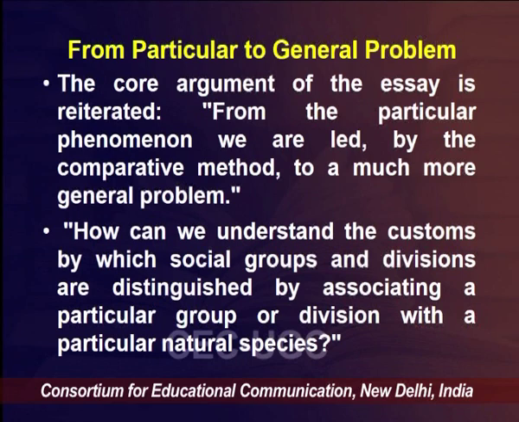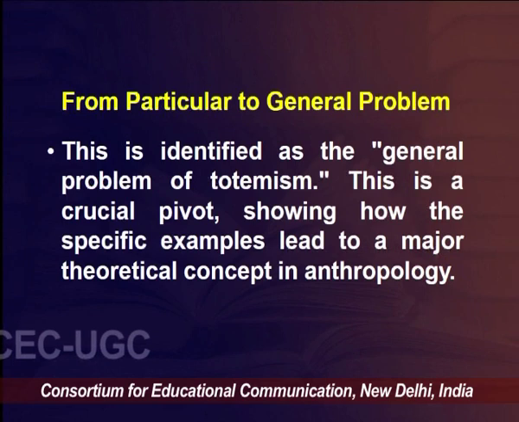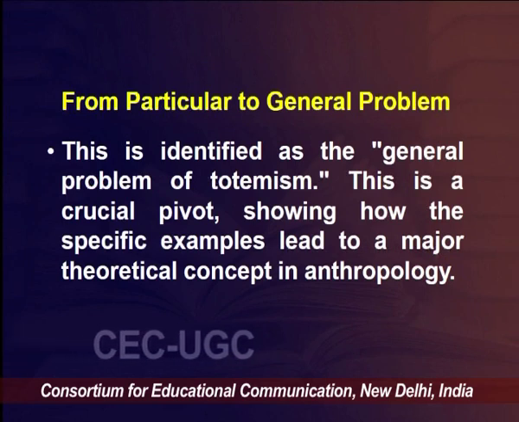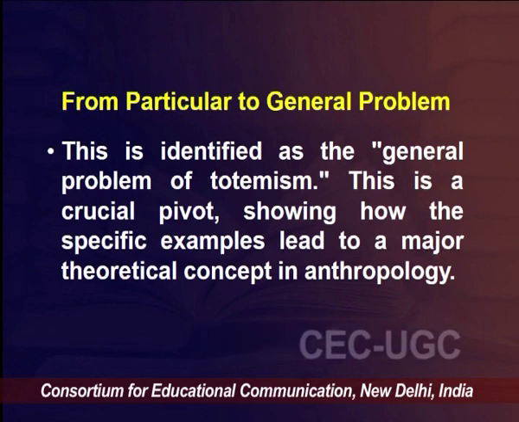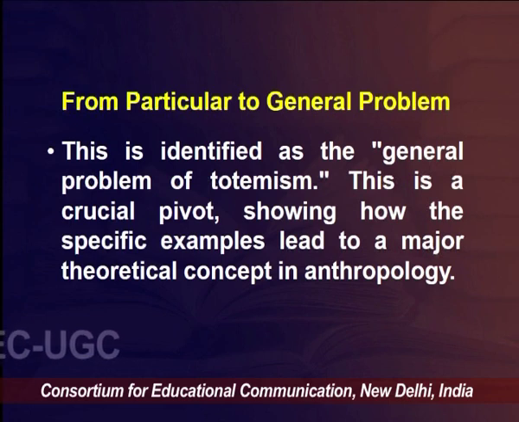Now, how can we understand the custom by which social groups or divisions are distinguished, by associating a particular group or division with a particular natural species? So, from the particular to the general is a problem which is identified as the general problem of totemism. This is a crucial pivot showing how the specific examples lead to a major theoretical concept in anthropology.